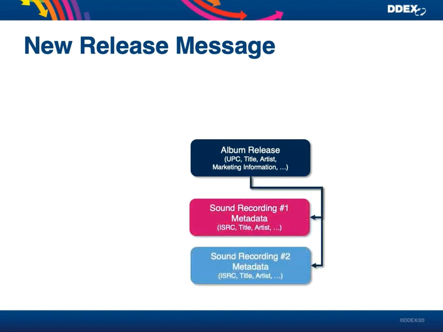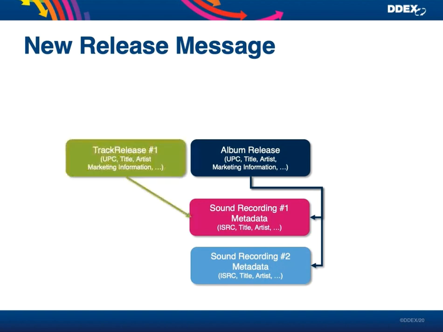Linked to that release, or in that release, are a number of sound recordings. And I'm just showing two here because otherwise I'd run out of space on the slide. And again, you would need to describe a sound recording in very much the same way as you would need to describe a release. It needs an identifier. For a sound recording, it would typically be an ISRC. You need to have a title, you need to have artists, you will need to have contributors, so who actually played the guitar on a specific sound recording, and the like.